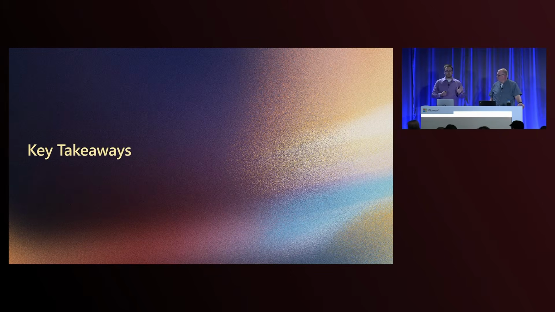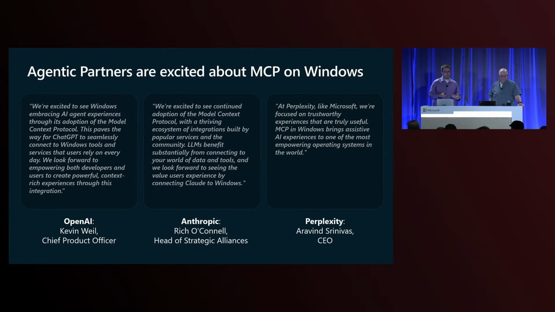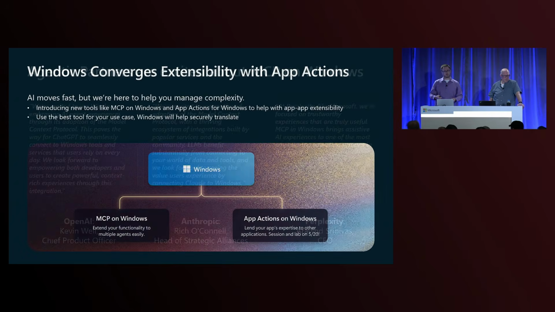Now, you've seen our plans for MCP on Windows. There are some things that I'd like you to take away from today's presentation. The first is that there's really tangible excitement for MCP on Windows from our agentic partners. As you can read in our session blog post today, our agent partners like OpenAI, Anthropic, and Perplexity value not only that we're using a popular protocol to extend agents on Windows, but we're improving it by making it easier to build with and more trustworthy to use.